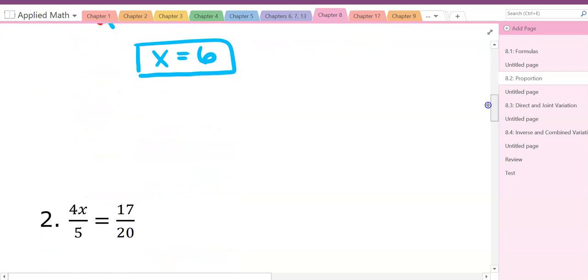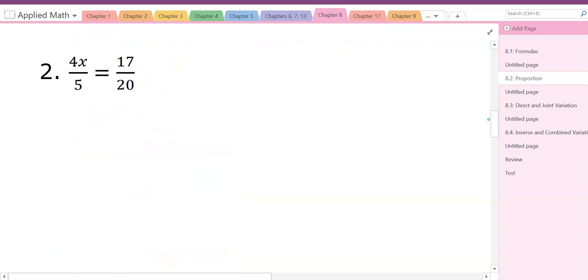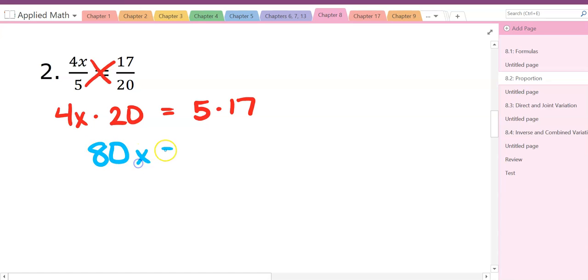Okay, take a look at number 2. 4x over 5 is equal to 17 over 20. So start by cross multiplying first. So we're going to take 4x times 20. And we're going to take 5 times 17. So 4x times 20, you just take the 4 times the 20. So what's 4 times 20? So you have 80x. What's 5 times 17? 85.